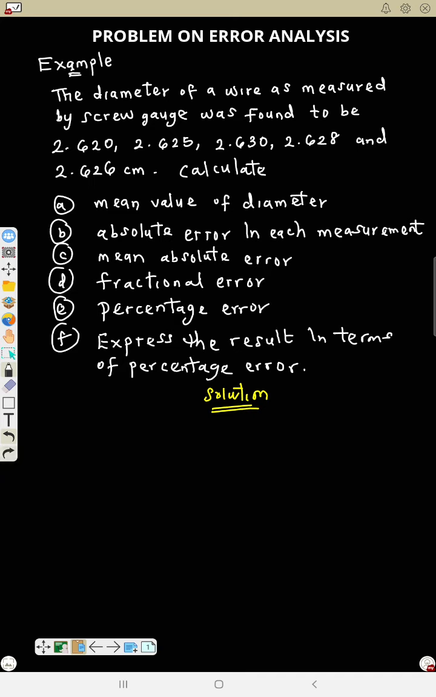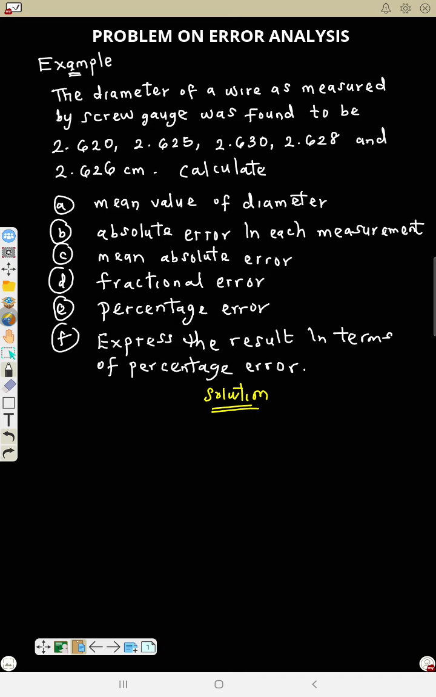Calculate A. The mean value of diameter. B. Absolute error in each measurement. C. Mean absolute error. D. Fractional error. E. Percentage error. F. Express the results in terms of percentage error.